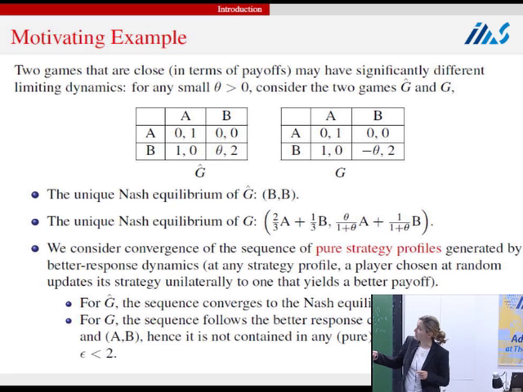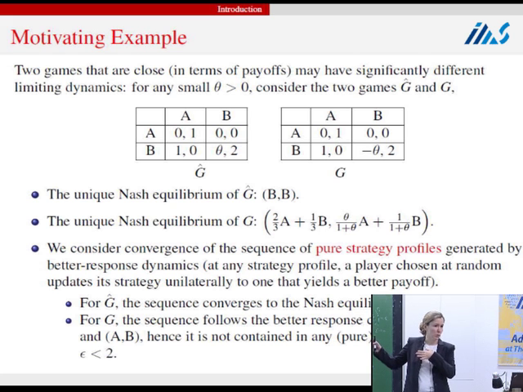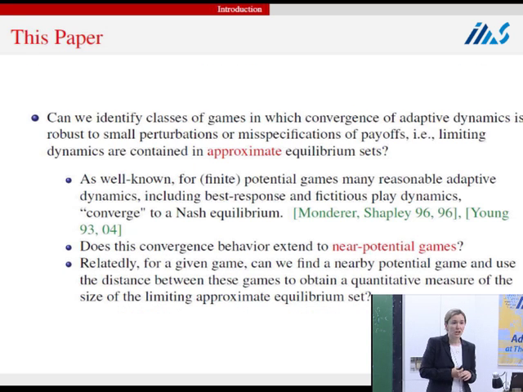This is because this strategy profile is visited infinitely often, and there's always a deviation of value 2 from that strategy profile. So this is an example which shows that close games need not have similar limiting dynamics in terms of being contained in epsilon equilibrium sets. I showed that for a simple dynamics, better response dynamics. You can also look at fictitious play. The same phenomenon happens. Games that are close need not have similar limiting dynamics. So that was the motivation for our paper.